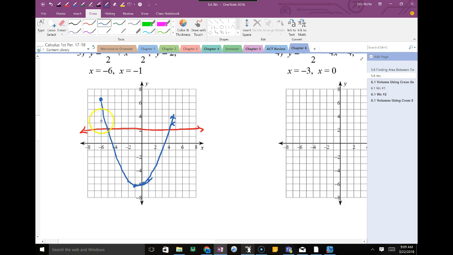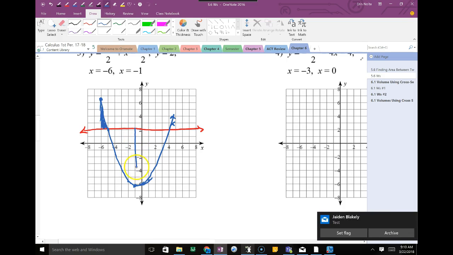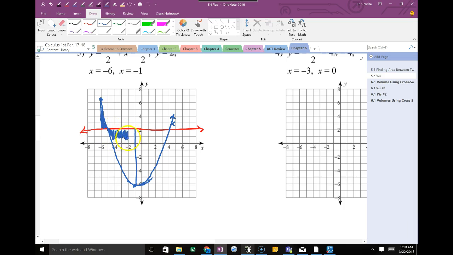Okay, so we're going between -6 and -5. Do you see that the blue function is on the top? You see that? So we have like this slice. And then between -5 and then we're going to what? -1? Then it like switches. So guess what in this scenario? We end up with 2 separate areas. Guess what that means when we set up our integrals? 2 different integrals.